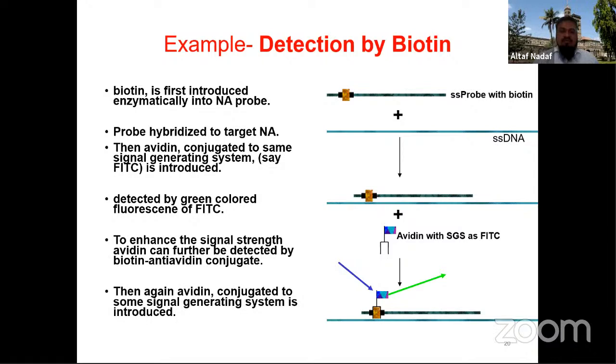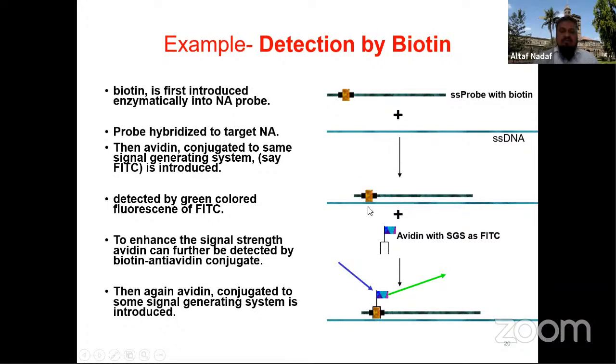So the probe will go and bind to the single stranded DNA at the complementary region. Now we have seen that biotin itself cannot be detected, because it is an indirect way of labeling. So biotin needs a reporter molecule. Here the FITC is used, which conjugates with this biotin, and then it emits the green color fluorescence that could be detected under the fluorescent microscope. So you are seeing here, in the first step, the single stranded probe and the single stranded DNA are allowed to hybridize, and the probe binds to the complementary region.